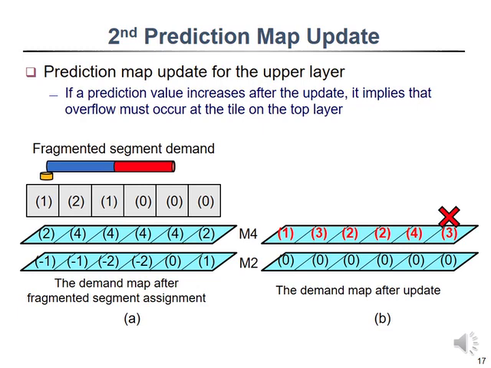The original metal 4 value is 42442, adding the values in metal 2: -1, -1, -2, -2, 0, 1. The new prediction value of metal 4 will be 132243. It is worth mentioning that the rightmost value 3 is larger than the original value 2. It means that overflow must occur in the tile on the top layer.